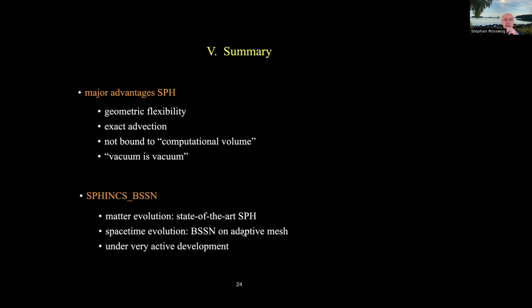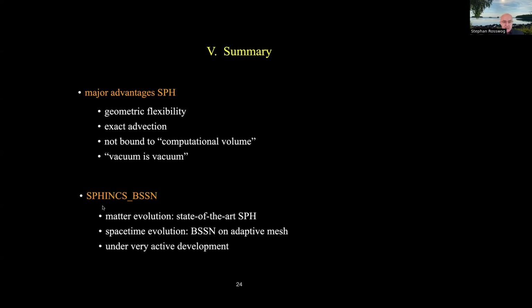And with that, I'm already at the summary. So the punchline here, as I had said, is horses for courses. There are things where the best choice is probably really a Eulerian scheme, but for some other questions, there are nice advantages from a method like SPH. One is geometric flexibility, so the particles just go where the matter wants to go. You have exact advection. You don't have a computational volume, so the particles can just go where they want to go, and you don't have to bother about vacuum. There's just nothing that you have to do about it.